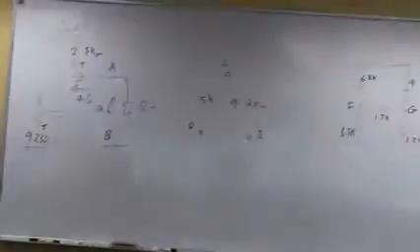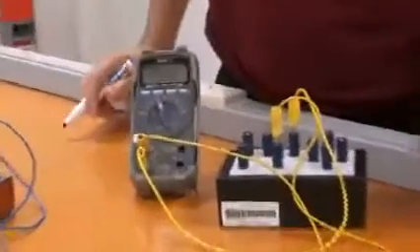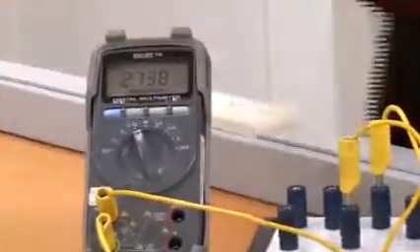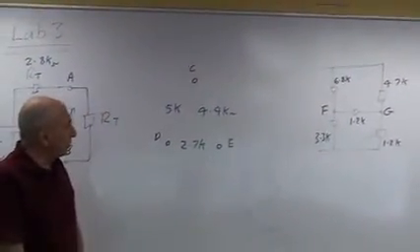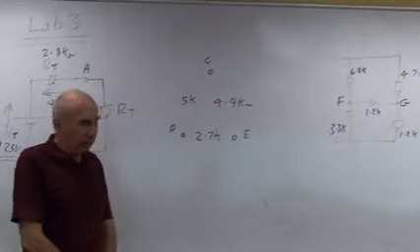Finally, D to E, that's the last combination, and it's 2.7K. Now we've got those numbers, we're in a position where we can find out what's inside the box.